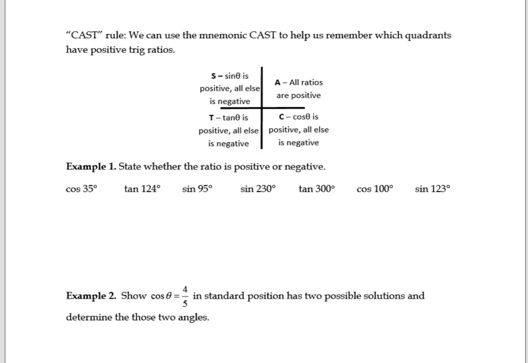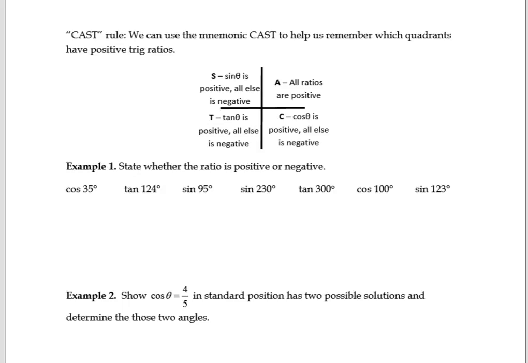Oh, the CAST rule. Some people also do "add sugar to coffee." ASTC: starting in quadrant 1 and going counterclockwise, add sugar to coffee. That works too. Okay, CAST. Because when you do it with CAST, you have to start in quadrant 4, which is kind of awkward. So if you want to start in quadrant 1 and go around, add sugar to coffee.